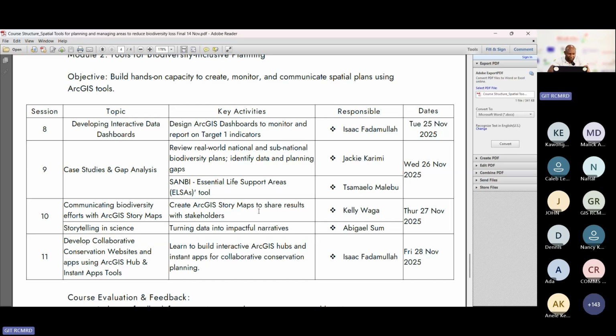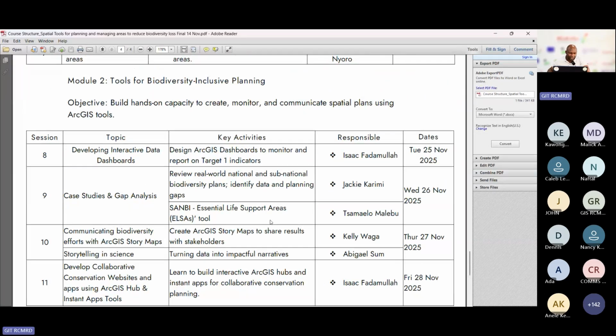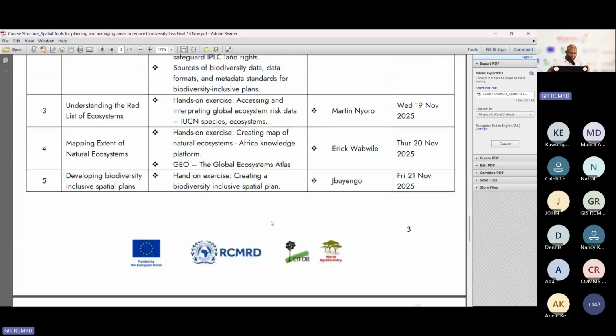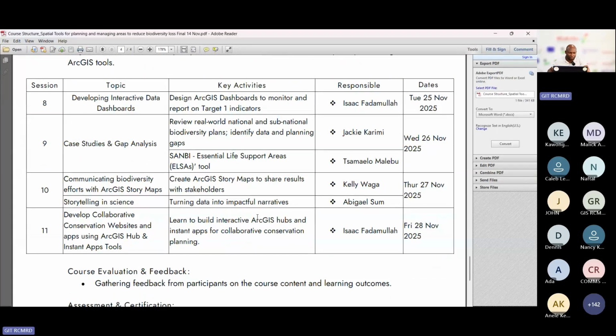We'll wind off with collaborative tools. This is where we'll bring in ArcGIS Hub and instant apps for purposes of making sure that different players are collaborating on matters of conservation. So 2 loaded weeks. Week 1 has 7 sessions. Week 2 has 5 sessions.